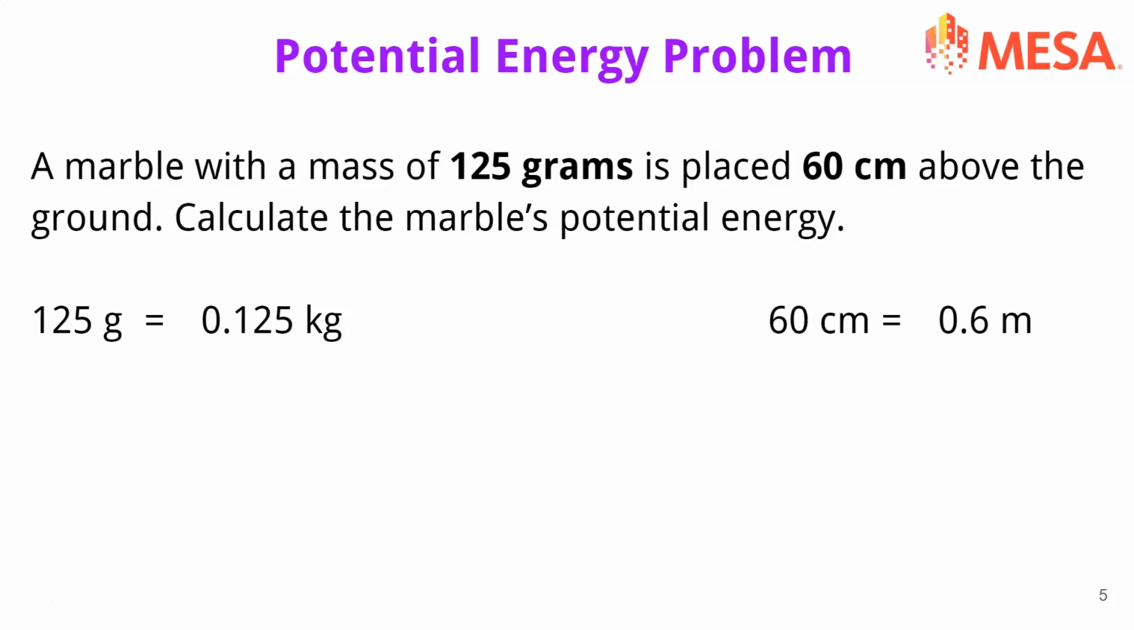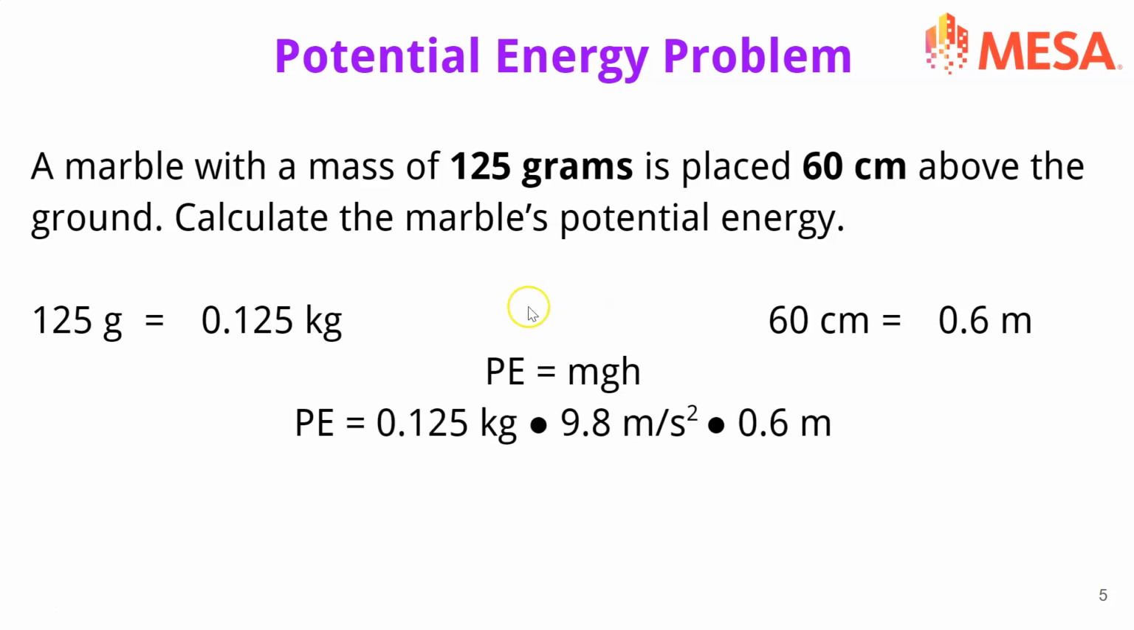So 125 grams is equal to 0.125 kilograms. 60 centimeters is equal to 0.6 meters. And if we plug that into the formula, you would get 0.125 kilograms multiplied by the constant of 9.8 meters per second squared, multiplied by 0.6 meters, and your answer would be 0.735 kilograms times meters squared over seconds squared.